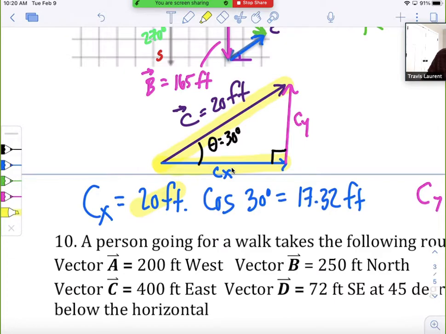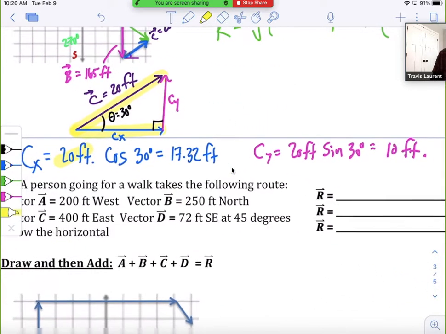Now I had somebody in class today say, okay, to get CY, you could just use the Pythagorean theorem and do some subtraction. Well, I'm just going to go along with my trig functions and say, if cosine is always going to give us the x component, let's use opposite over hypotenuse, which would be sine, to get CY.